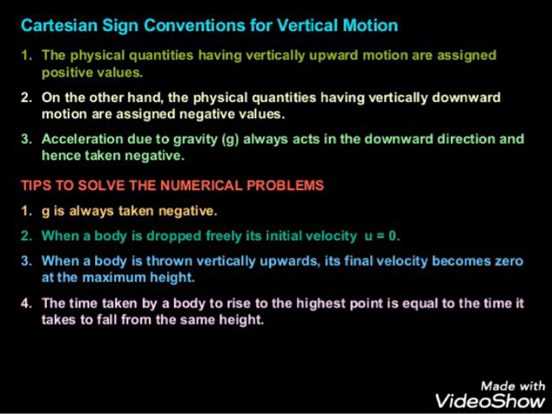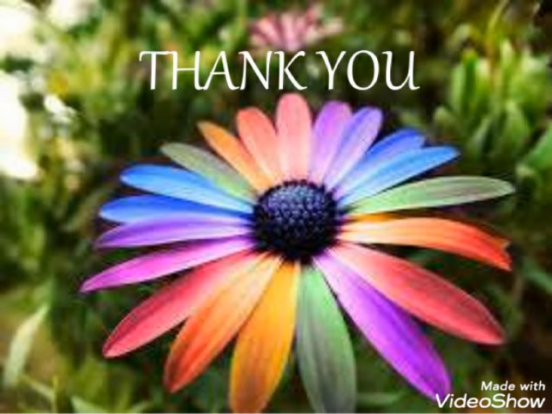Another thing we have to keep in mind is the signs. How do we take the sign conventions? g is always taken as negative. When a body is dropped from a certain height, its initial velocity will always be 0. When a body is thrown vertically upward, its final velocity will be 0. And the time taken by a body to rise to the highest point is equal to the time taken to fall back to the same height. That means the time of ascent is equal to the time of descent.